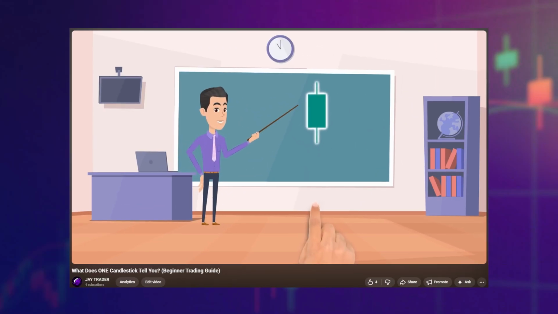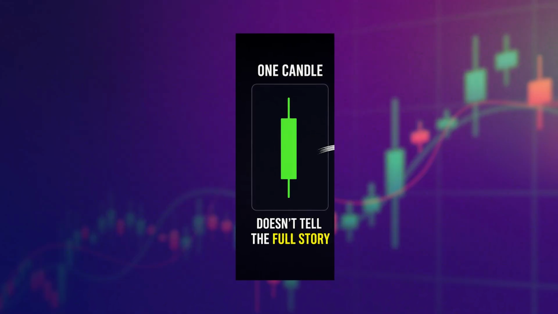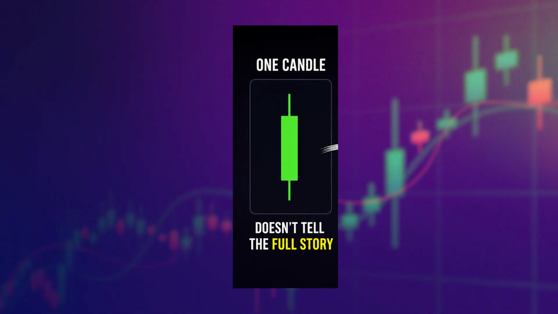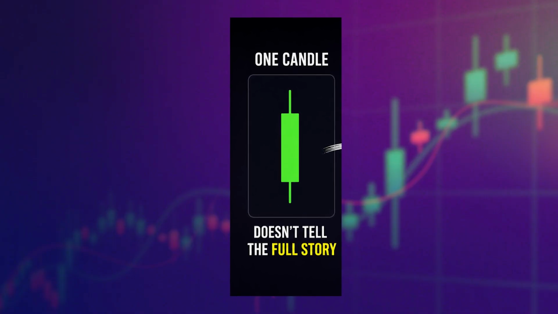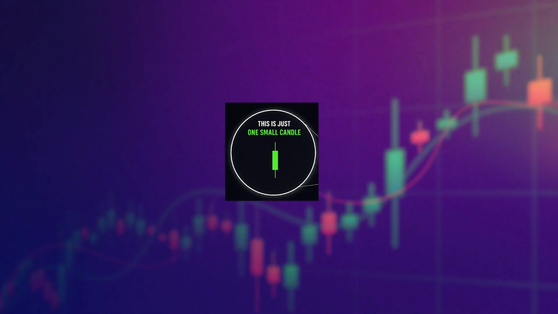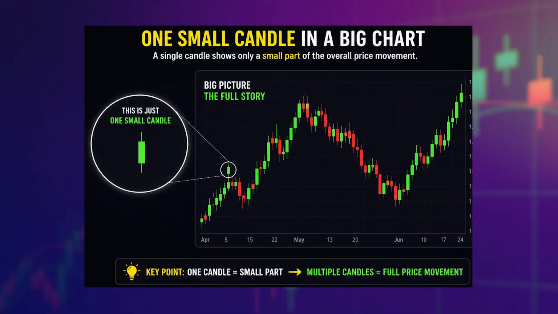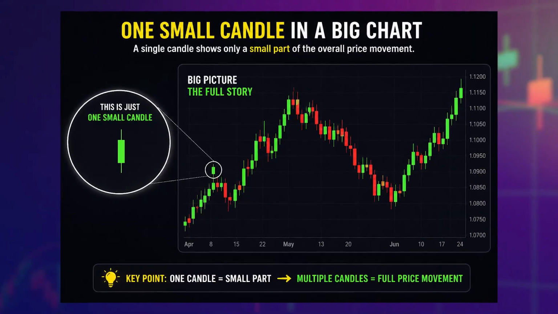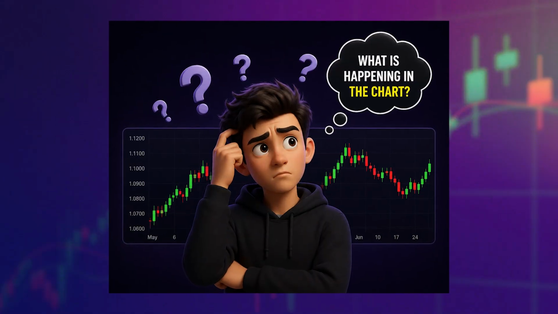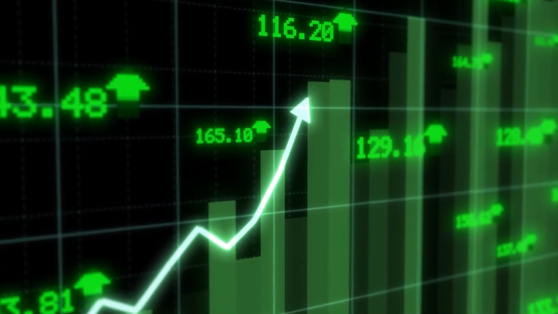In the last video, we understood what a single candle means. But one candle alone doesn't tell the full story. To understand the market, we need to look at what happens when candles combine. A single candle shows a small part of a price movement, but when multiple candles come together, they start forming a bigger picture. And this is where most beginners start getting confused because price never moves in a straight line.